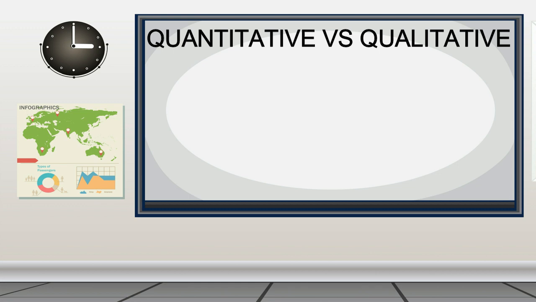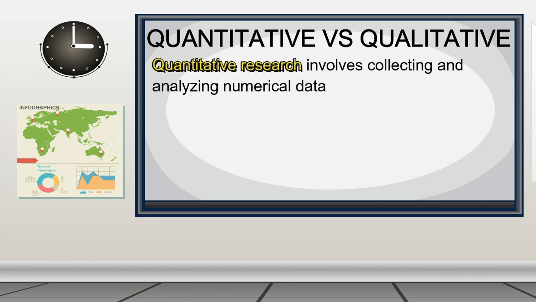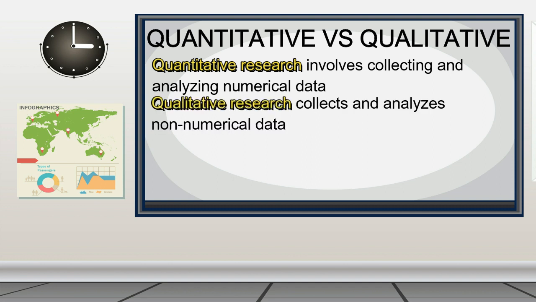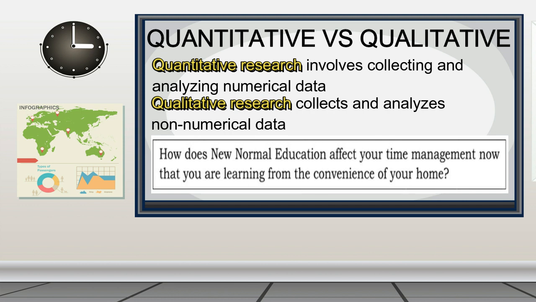Formulating questions for a quantitative research is different from a qualitative one. If you remember, quantitative research involves collecting and analyzing numerical data, while qualitative research collects and analyzes non-numerical data. The commonly used data collection method for a qualitative research is interview, but you may also gather qualitative data through a survey. The only difference is that your question should be open-ended. For example, how does new normal education affect your time management now that you are learning from the convenience of your home? The question is an open-ended one. If you notice, it does not provide the respondents a predetermined set of answers, instead allowing them to provide responses in their own words. Their answers will serve as your qualitative data.